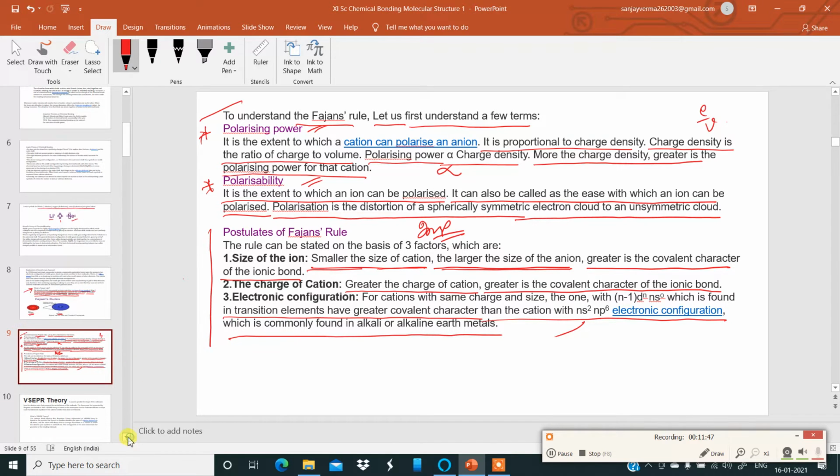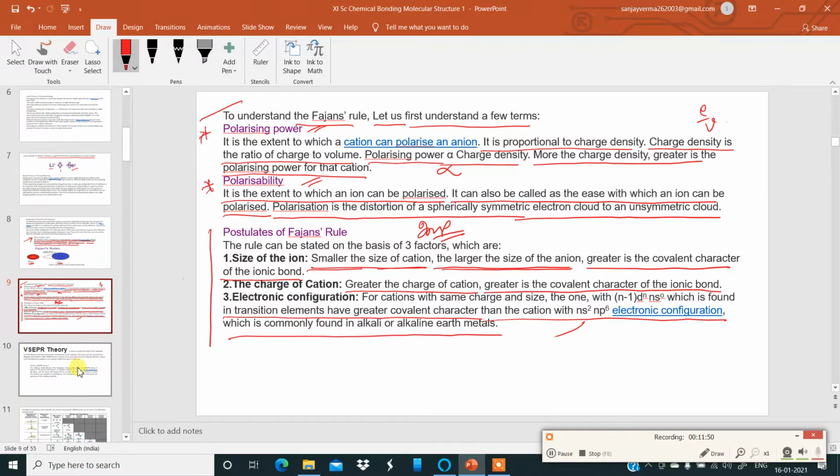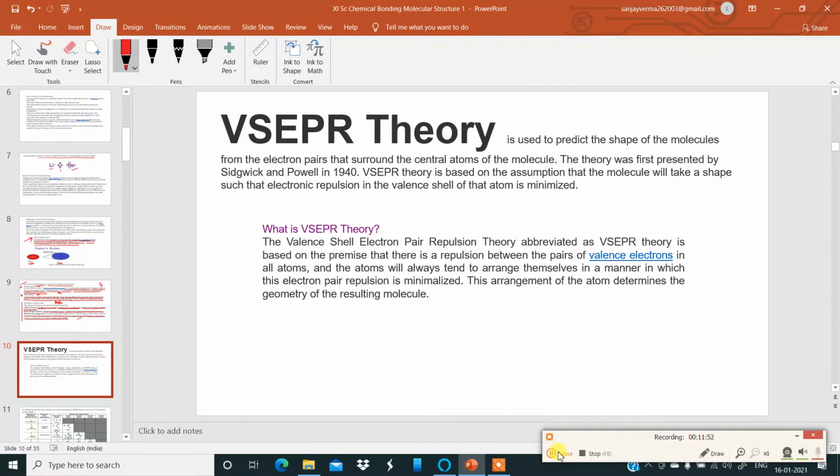Now, moving to the next part, we come to the VSEPR theory. This theory is used to predict the shape of molecules from the electron pairs that surround the central atom of the molecule. VSEPR theory, valence shell electron pair repulsion theory, is an important theory. By using the concept of this theory, it is possible for us to predict the shape of molecules.